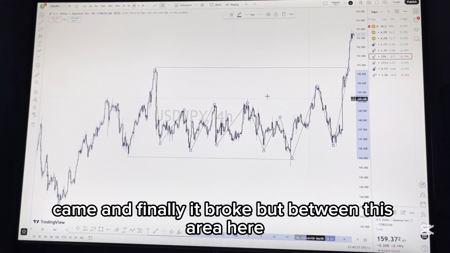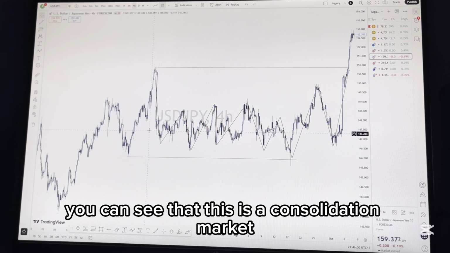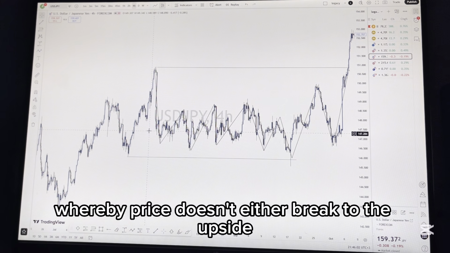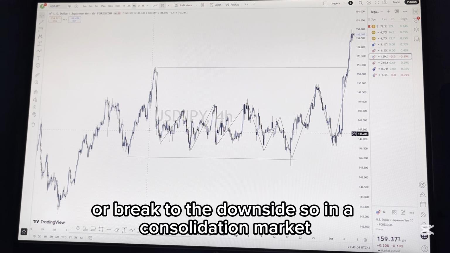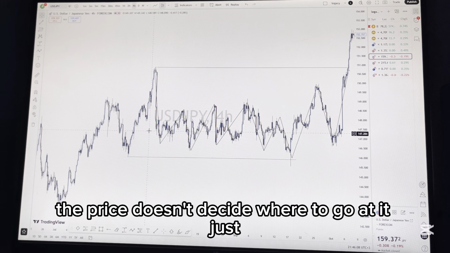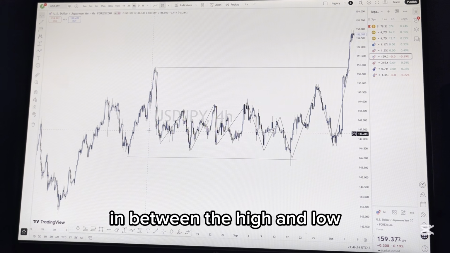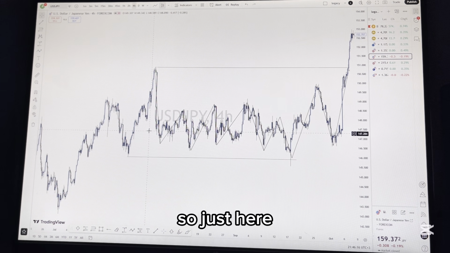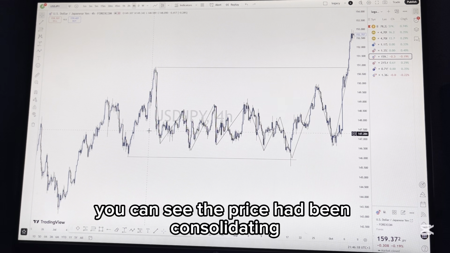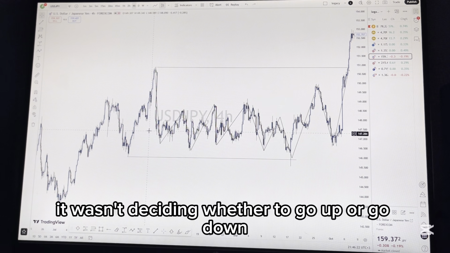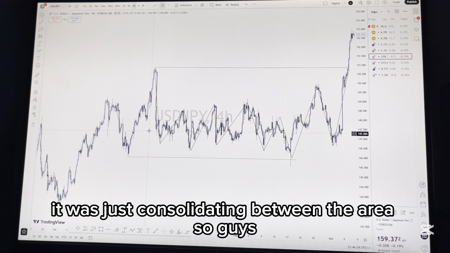But between this area here, you can see that this is a consolidation market, whereby price doesn't break either to the upside or to the downside. So in a consolidation market, the price doesn't decide where to go. It's just consolidating in between the high and low. It wasn't deciding whether to go up or go down. It was just consolidating between that area.